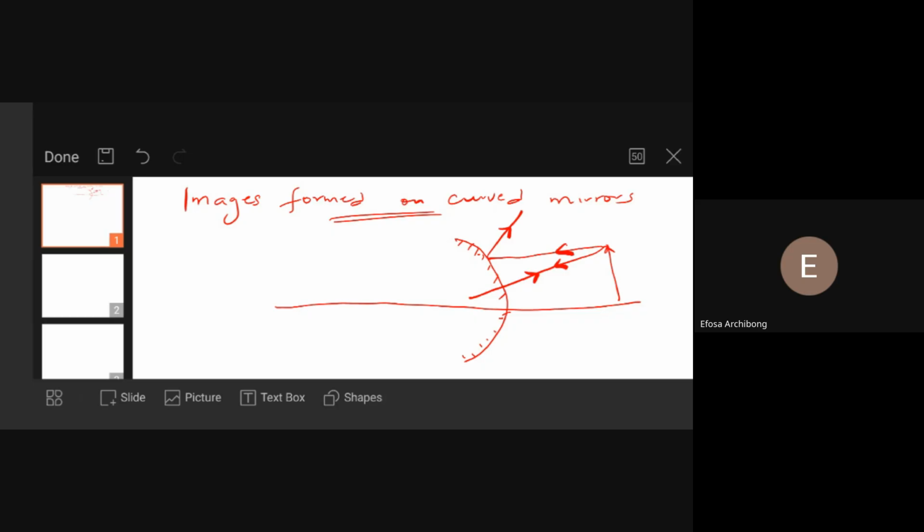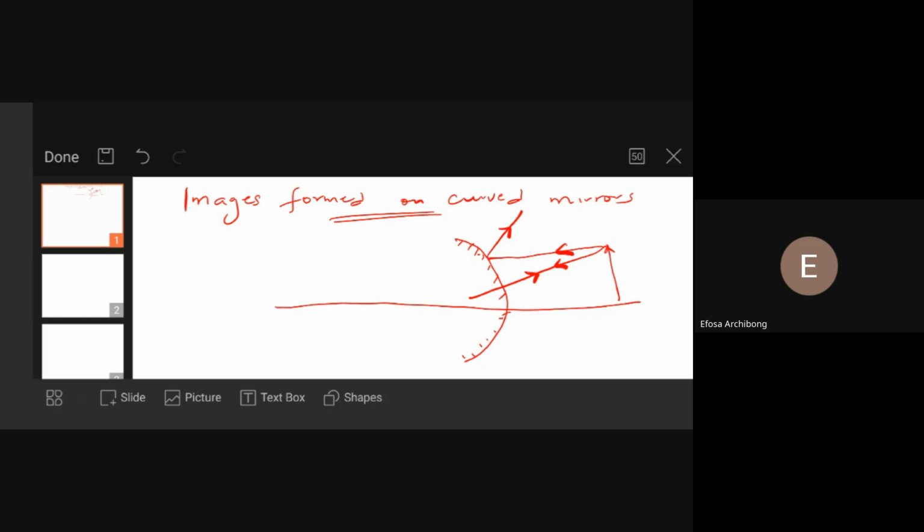Now, of course, given that this line is diverging, you should know that for the line to diverge, it means that a convex mirror can be referred to as a diverging mirror. Diverging in the sense that if rays of light strike on it, it will spread out. But for the concave mirror, if the rays of light strike on it, it will converge. So we call the concave mirror the converging mirror, and of course, we call the convex the diverging mirror.